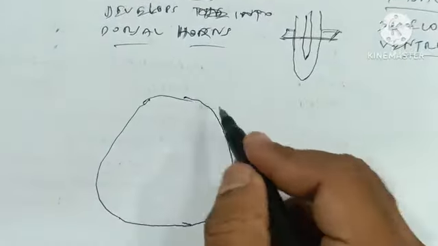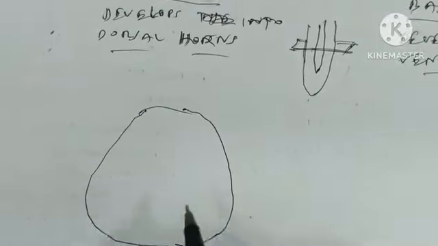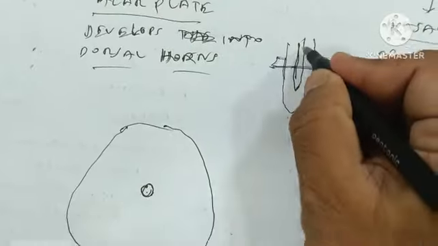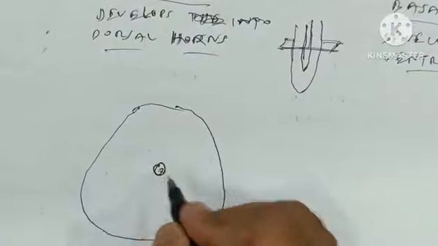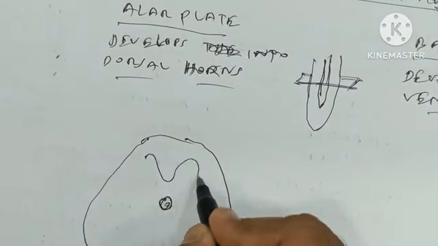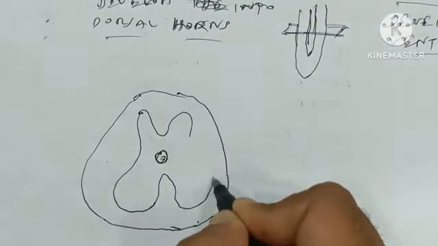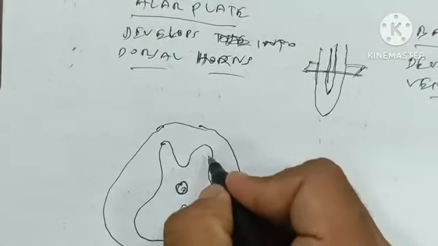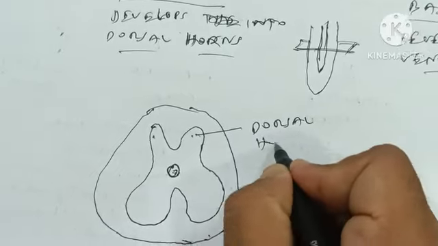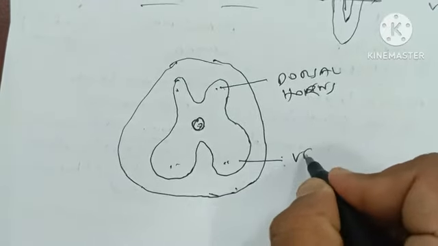I'm not a very good artist, kindly cooperate with me. So suppose this is the cross-sectional view of the spinal cord. This is the central canal, which contains the cerebrospinal fluid. Now the mantle layer is like this. So these are the dorsal horns, and these are the ventral horns.